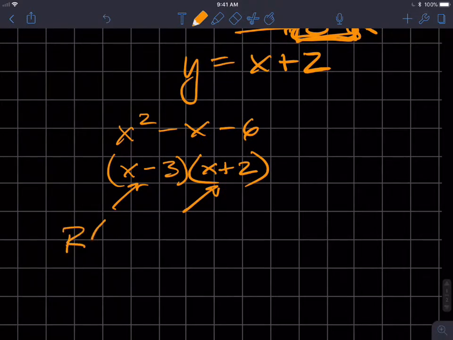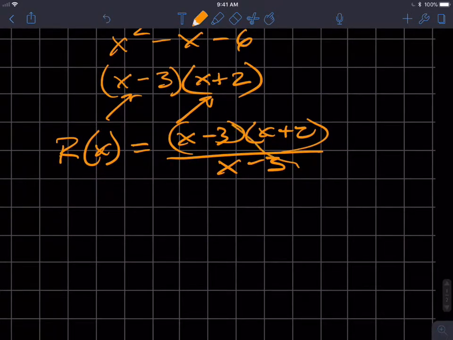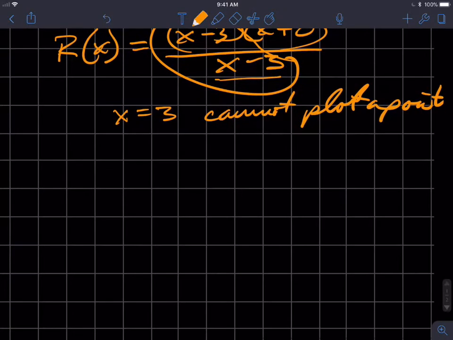So really, my function was x minus 3 times x plus 2, divided by x minus 3. And you might say, well, what's the problem with that? The fact is, this doesn't create an asymptote at all. It does create the situation where at x equals 3, I cannot plot a point still. Why? Because this still creates a denominator of 0. So it's still undefined. The function itself as a whole is undefined. But what it does create is a discontinuity.